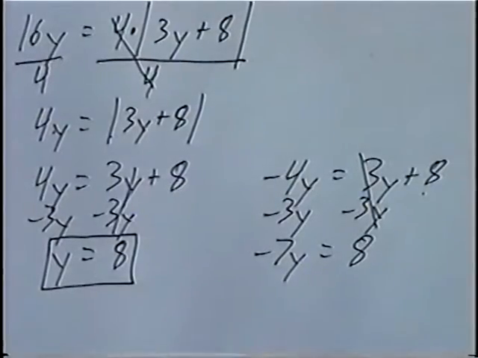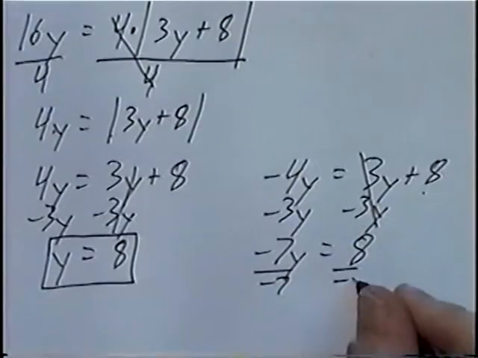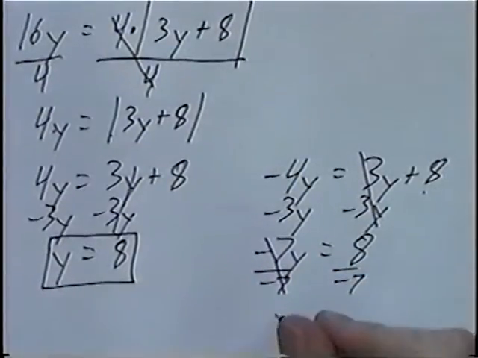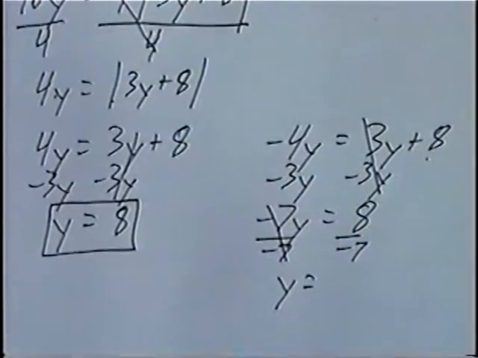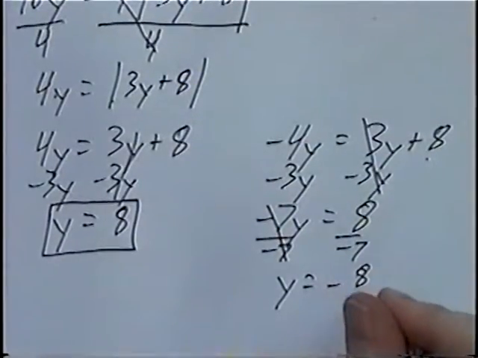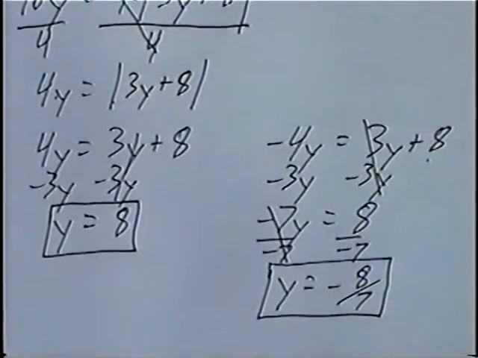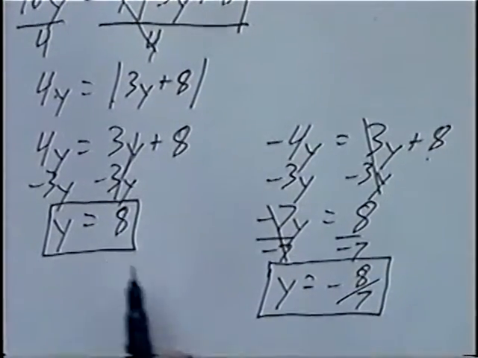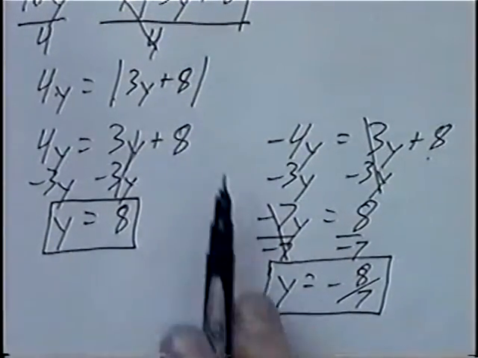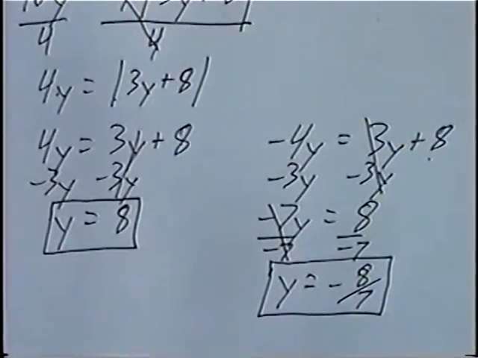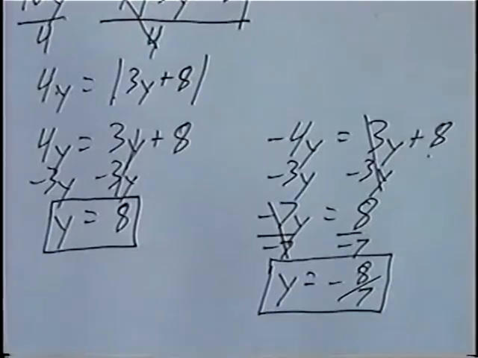Solving from here, negative 7y. We can divide by negative 7. So the negative 7's cancel. And our second possible answer will have a fraction, negative 8 over 7. Keep in mind these are two possible answers. To verify that they work, we'll want to plug them back into the original equation. On this question, one of these answers will not be a solution.